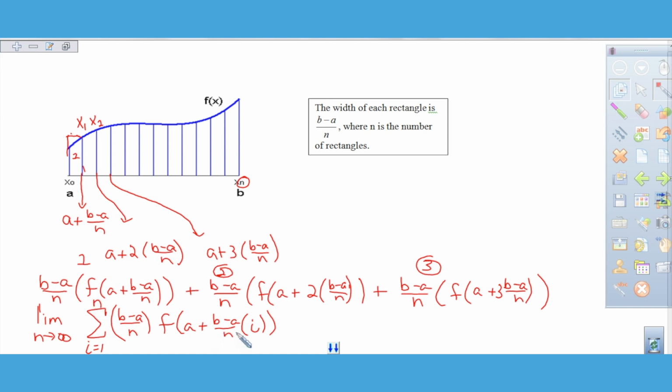And what would n do to b minus a over n? If n gets really big, that makes the width of each rectangle very, very small. So when we talk about this, what we're doing is adding up infinitely many areas of rectangles with infinitely small widths. See that infinitely small width right there. So we're adding up infinitely many areas of rectangles with infinitely small width. Okay? So let's see how that's going to pan out for us in a problem.